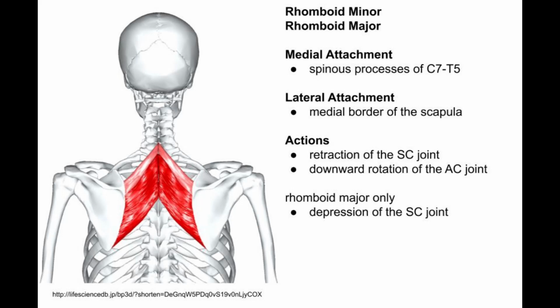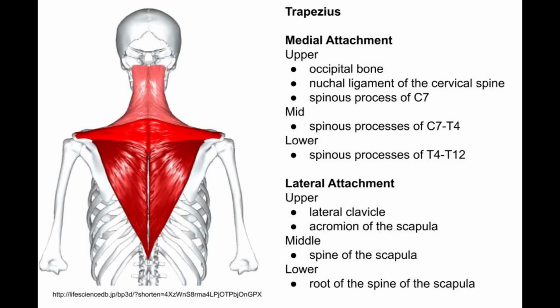And rhomboid major only works on depression of the clavicle at the SC joint, which is a frontal plane motion as well. Rhomboid minor has a line of pull that goes almost directly through the anterior-posterior axis of the SC joint, which means it would have very little, if any, action at that joint. But rhomboid major does in fact do depression of the clavicle at the SC joint.